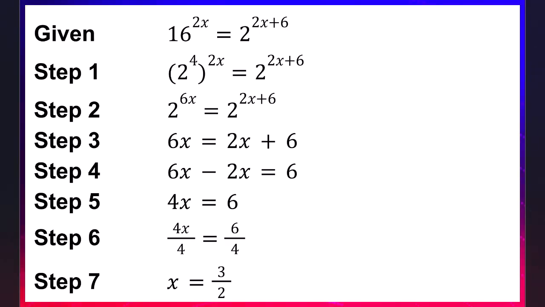And there's definitely a mistake. If you can see here, you've got 16 has been rewritten as 2 to the power of 4. 2 to the power of 4 is 16, so that does check out. But you've got to remember, you have to multiply when you have a power to a power. So you have to do 4 times 2x. 4 times 2x should be 8x. So we've got our mistake right here.